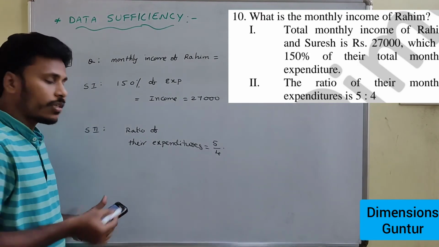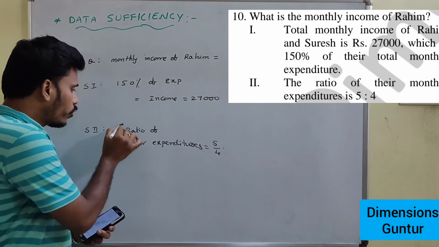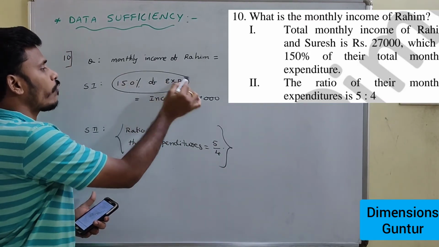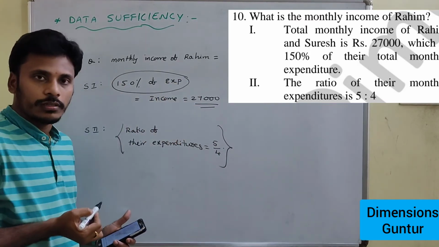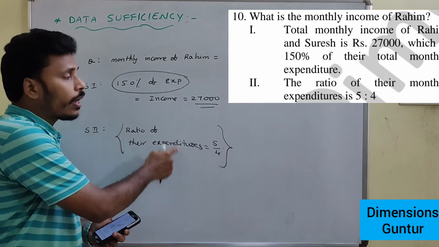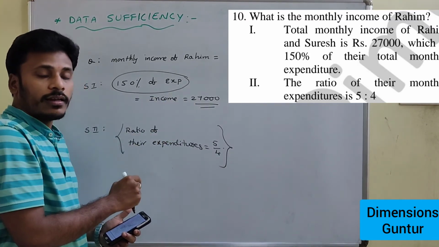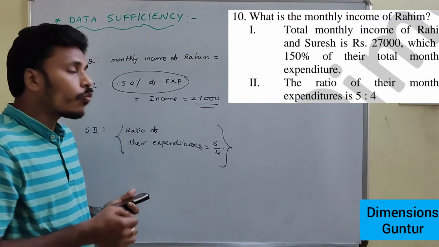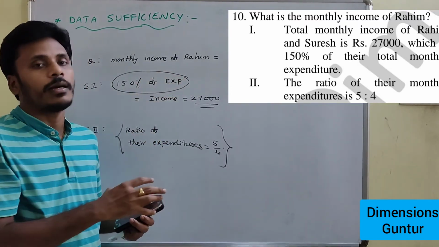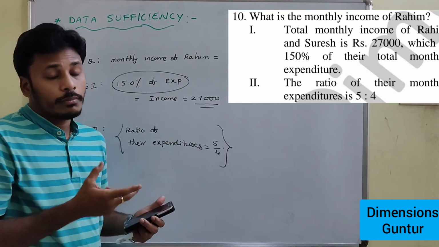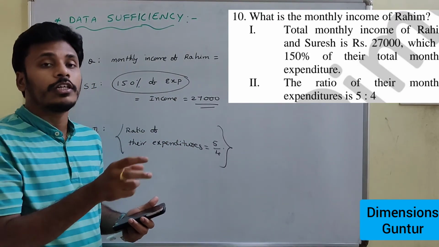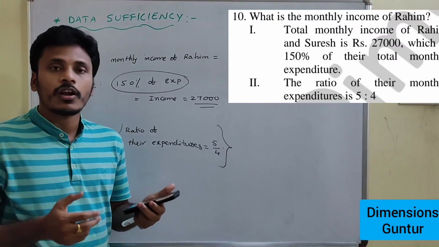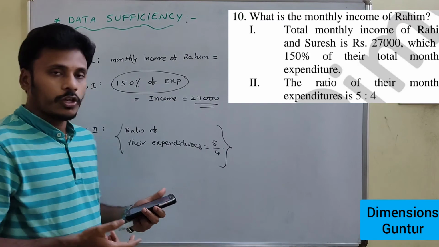Statement 2 gives us the ratio of their expenditures. Using this ratio as well as 150% of expenditure equals 27,000, we have the ratio and the total expenditure, so from there we will get individual expenditures. But it is not possible to find individual incomes, because the total income is there, but we can't divide that income individually for Rahim and Suresh. So at the end, both the statements are not sufficient to answer this particular question.